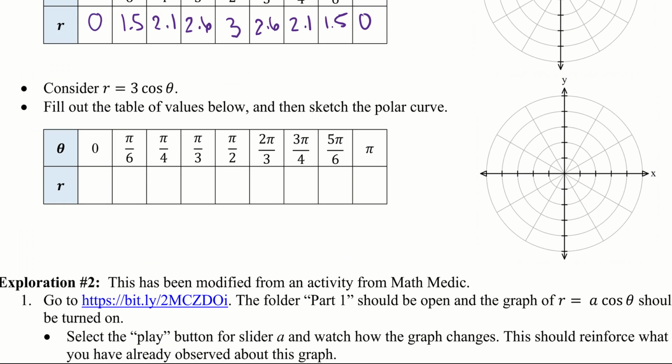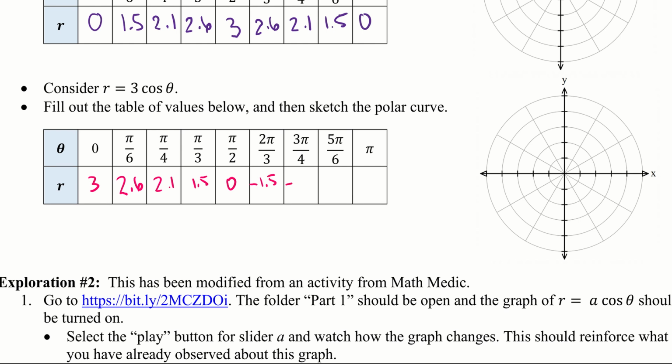Let's do this one, 3 cosine of theta. Very similar. You can use your calculator to plug these in. 3 times the cosine of 0 is, cosine of 0 is 1, so that's 3. 3 times the cosine of pi over 6, I'm just going to round this to 2.6, then 2.1, 1.5. You're seeing similar values as we did before, but not quite the same.